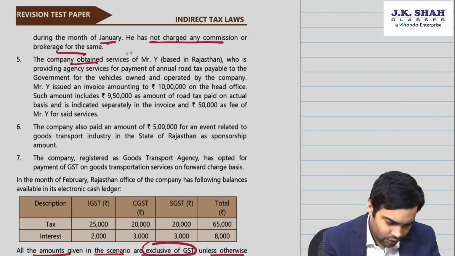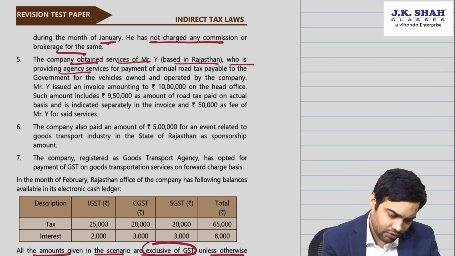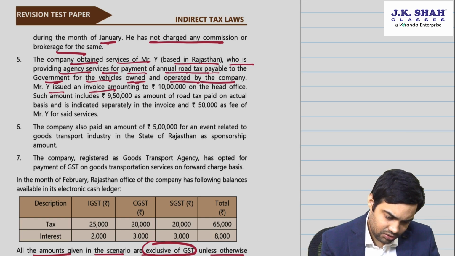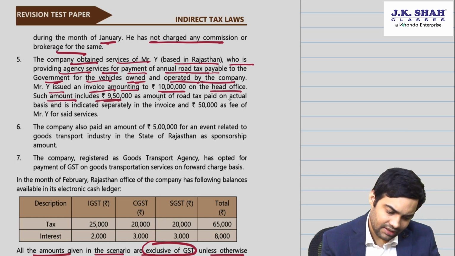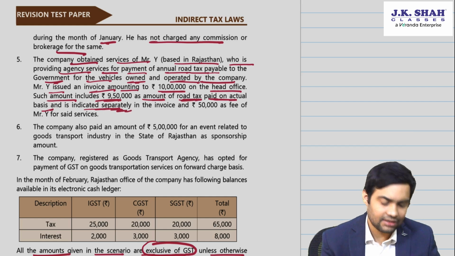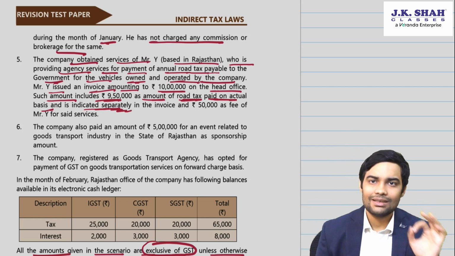Then the company obtained services of Mr. Y based in Rajasthan, who is providing agency service for payment of annual road tax payable to government for vehicles owned and operated by the company. Mr. Y issued an invoice amounting to 10 lakh on the head office. Such amount includes 9 lakh 50,000 as the amount of road tax paid on actual basis, and it is indicated separately. So road tax, it will be in the name of the company. This will qualify to be an expense as a pure agent.